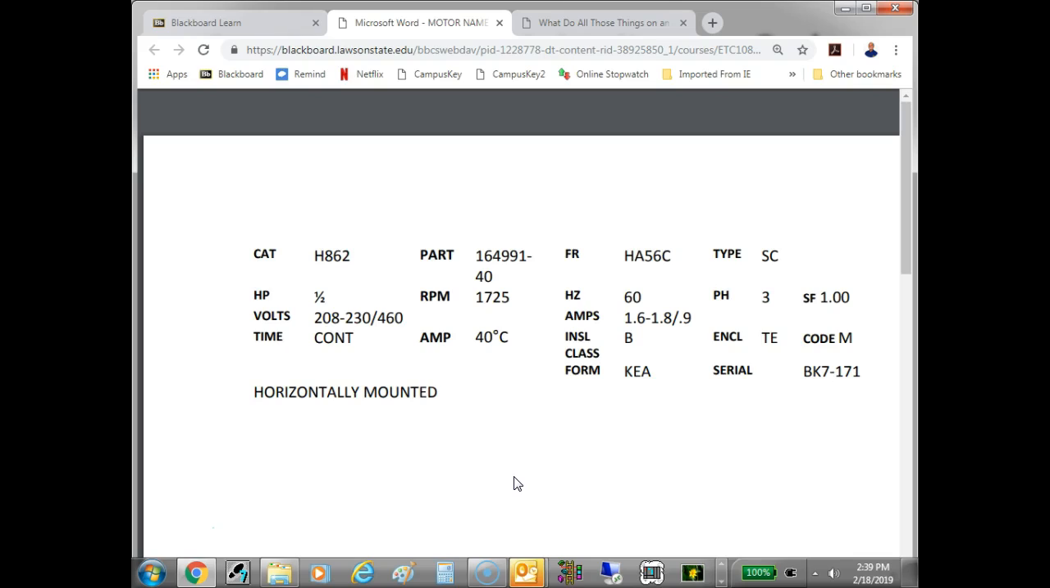So there is a lab in your lab book called a motor nameplate. What lab number is that? It's a homework lab. It's on y'all's lab sheet though.